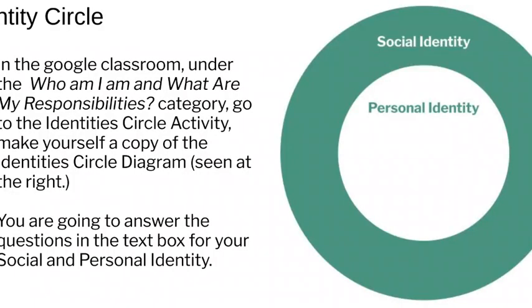Just real fast, here is what the assignment is in a nutshell, then I'll go into greater detail. You are going to be putting in what your social identity is and also what your personal identity is. You can find this in the Google Classroom under Who Am I and What Are My Responsibilities? Identity Circle Activity. It's a Google Draw document. Make yourself a copy. There's a text box with a guiding question for the social and personal identity, and you just put your answer inside the box. And then you just turn it into the Google Classroom, and we're good.